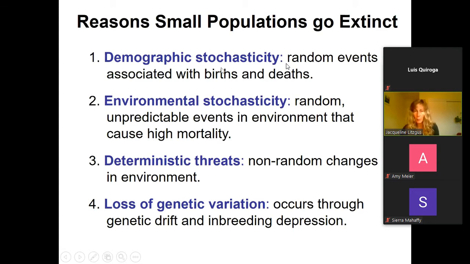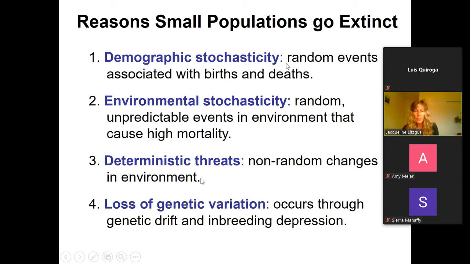So not having to do with birth rates and death rates, but having to do with the environment, which can cause mortality events. For example, a severe weather event like a hurricane, right? This could lead to the loss of the entire population if you only have a few individuals in that population. By chance alone, the probability of all of them being wiped out is pretty high when there's only a few to wipe out. And then there's deterministic threats.